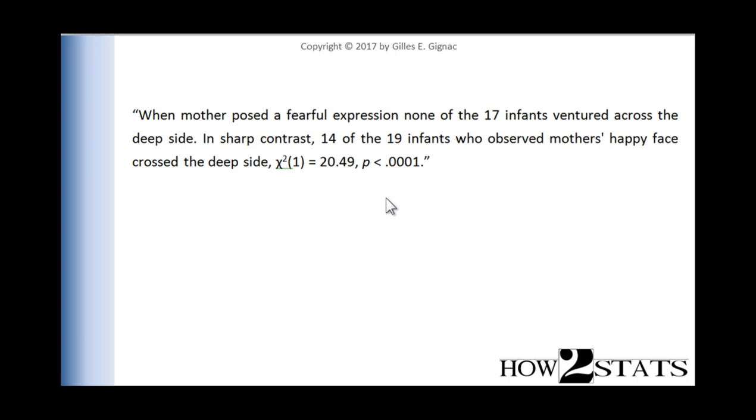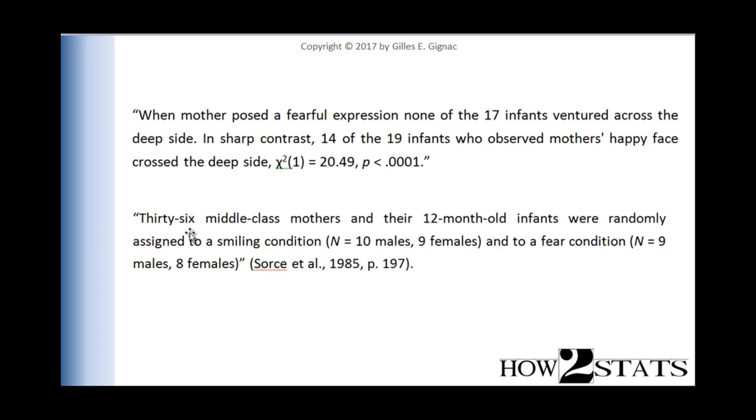So these results suggest that a chi-square analysis was performed, and it was a Pearson chi-square analysis because there were actually two groups in this study, and we can see those here. 36 middle-class mothers and their 12-month-old infants were randomly assigned to a smiling condition, for which there were 19 participants, 10 males, 9 females, and to a fear condition, 9 males and 8 females.